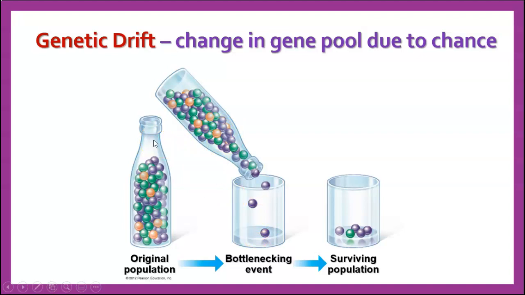Something happened just by chance. It wasn't that being darker colored was an advantage or a disadvantage. They just got lucky, and they were the ones that survived. And so our surviving population has mostly the dark gray with a couple of green ones in there. And so in future generations, there are going to be a lot fewer of these other phenotypes and genotypes because those genes didn't get passed along as often as the other ones because of this particular strange bottlenecking event that didn't have anything to do with adaptations or fitness. It had more to do with luck or chance.